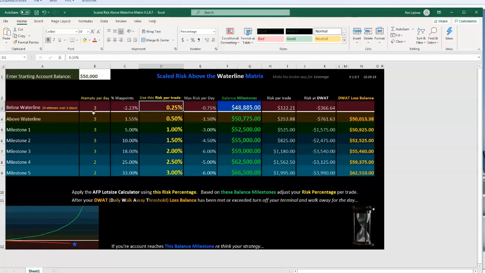Once you get above your starting balance, which is this white line, the waterline, you get into the area of a 0.5% trade. And as you build this up, as you hit these milestones, when you're above 5%, this would be your balance, so you can actually track your balance. When you get to 50,775, then you're going to 0.5. When you get to 52.5, you're at 1% and onward, until you get up into 3% per trade at around 66.5K.